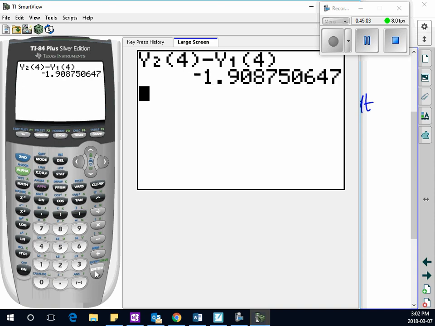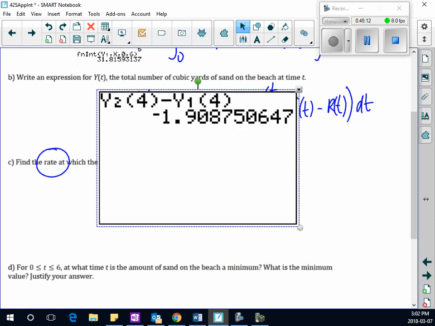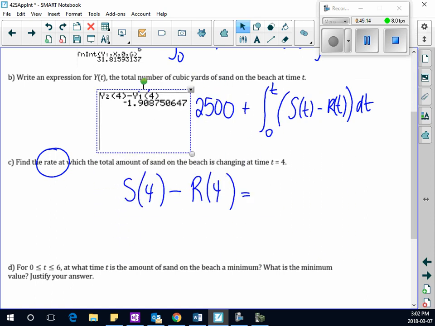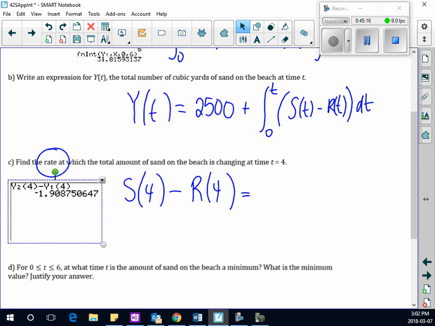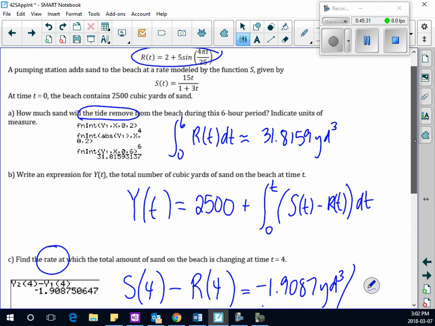What does that mean when it's negative like that? It means that the amount of sand is decreasing. Well, we're losing more sand than we're gaining, right? So minus 1.9087 cubic yards per, what does the time stand for? Hours.